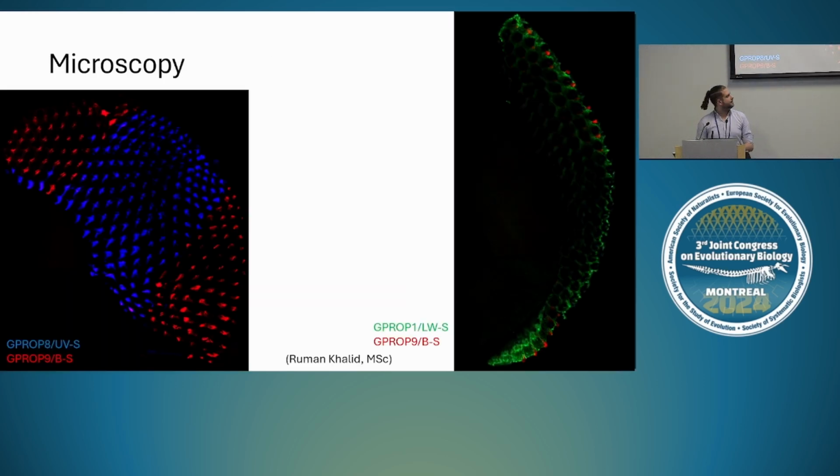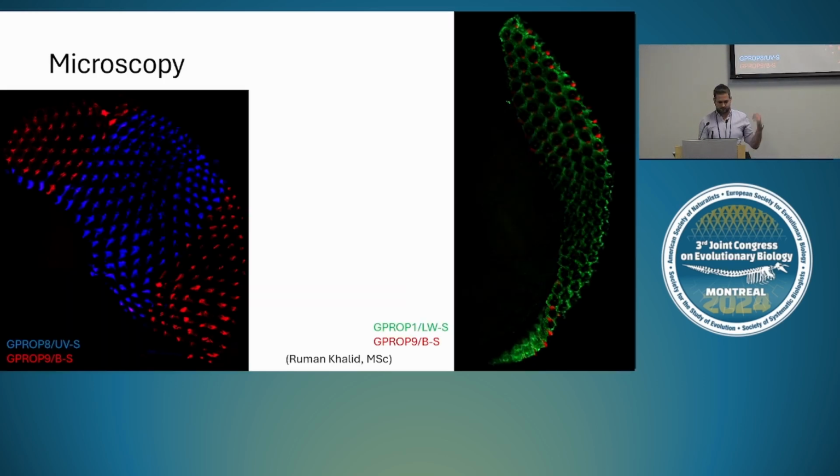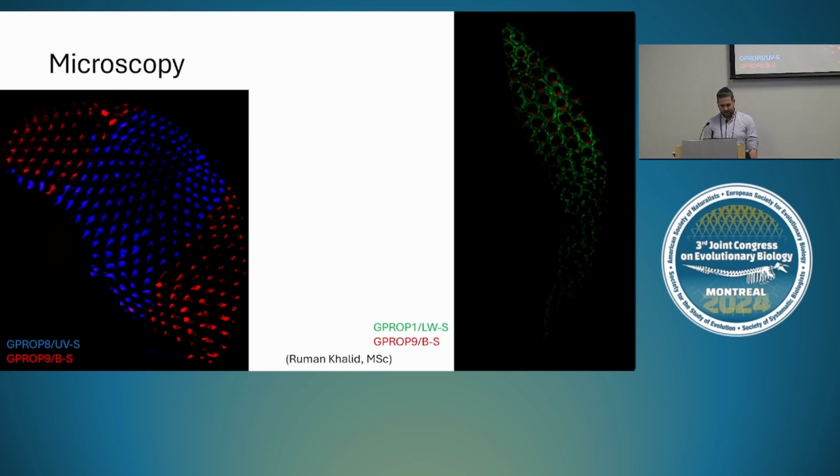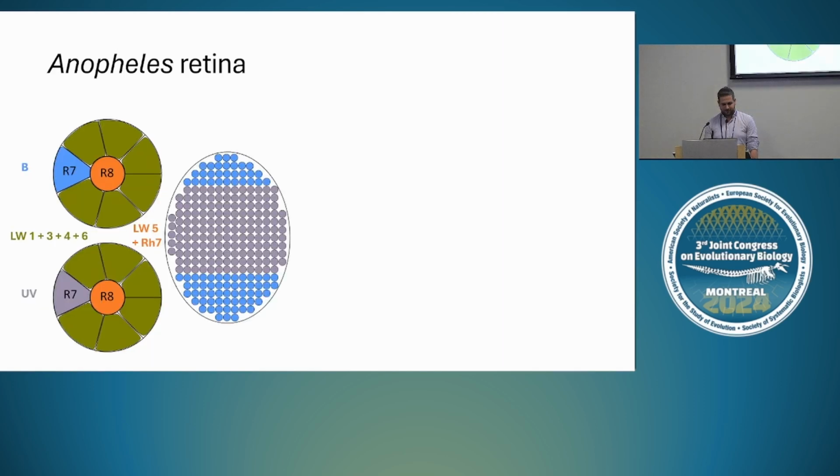So to do that, we did some microscopy. This is just my quota of pretty images, because mosquitoes are not very pretty. So what we find basically, on the right image, you have the full retina of the mosquito, and we find a stripe.